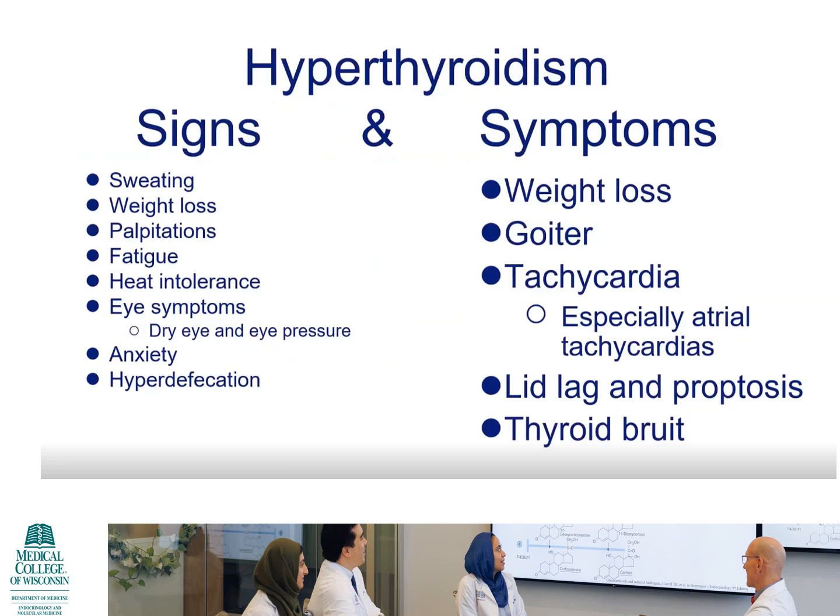The signs and symptoms of hyperthyroidism are well known to many individuals and hopefully to this audience. And I realize that the signs are underneath the thing that says symptoms, and the symptoms are underneath the signs. But the symptoms of hyperthyroidism are sweating, weight loss, palpitations, fatigue. Signs include objective weight loss, goiter, tachycardia. You can have lid lag and other eye symptoms, or even a thyroid bruit.